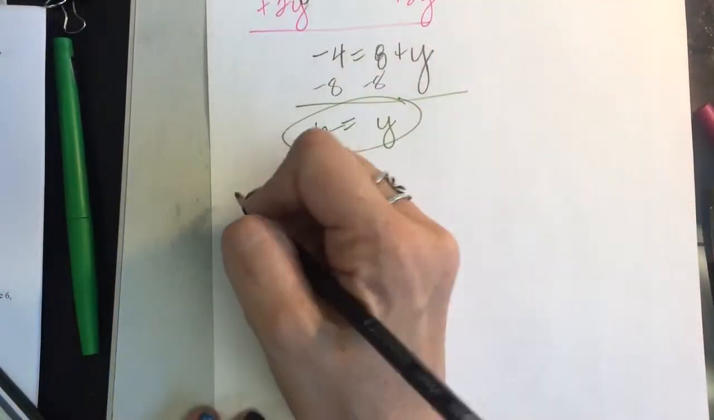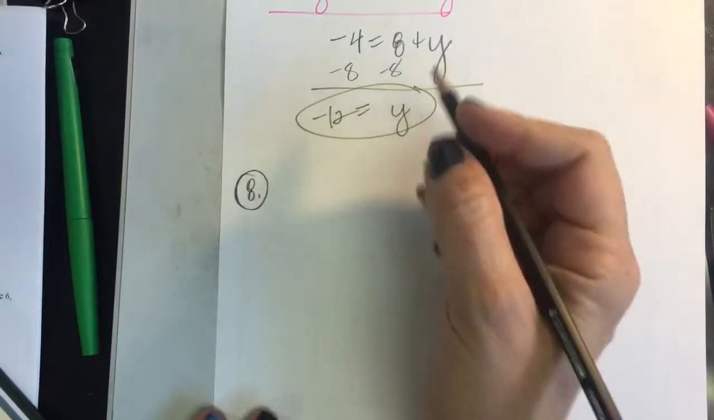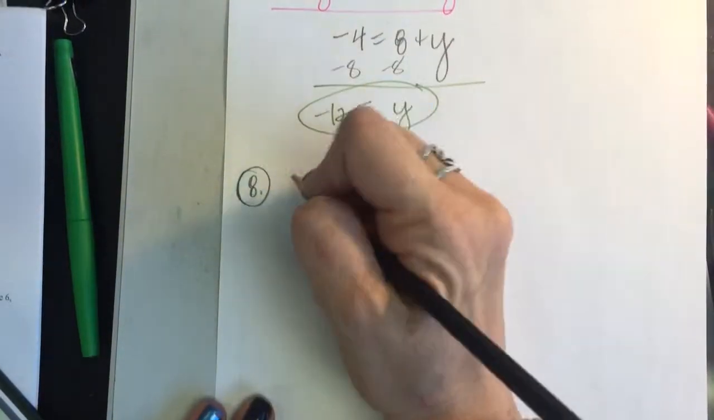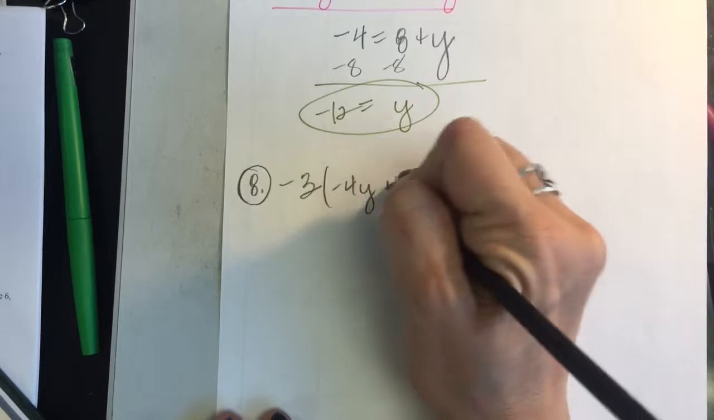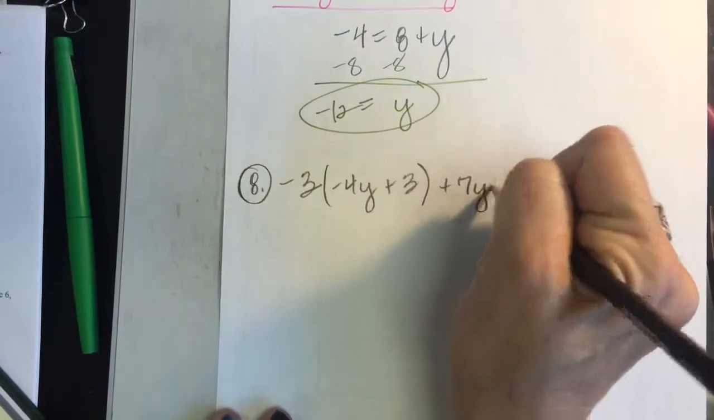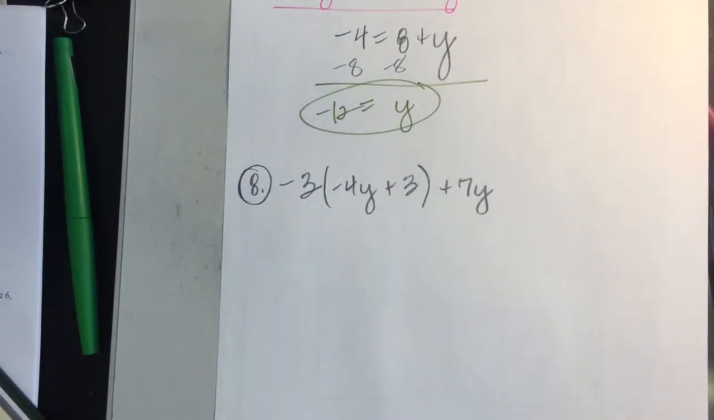Number 8. Oh, I'm sorry. Did somebody say another one? I'm going to go on to 8. I can come back if need be. -3 times the quantity -4y plus 3, plus 7y. Oh, this isn't even solve. It's just combine like terms.